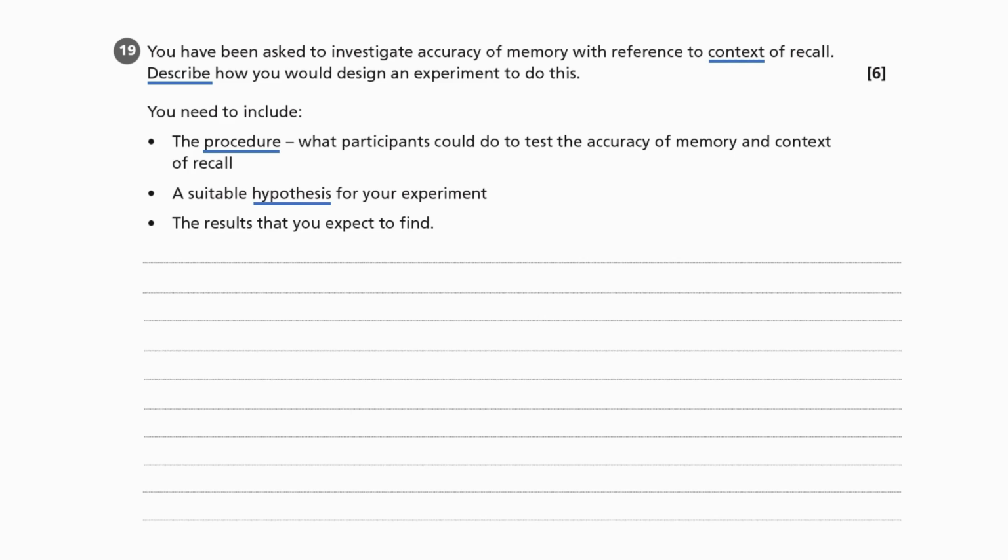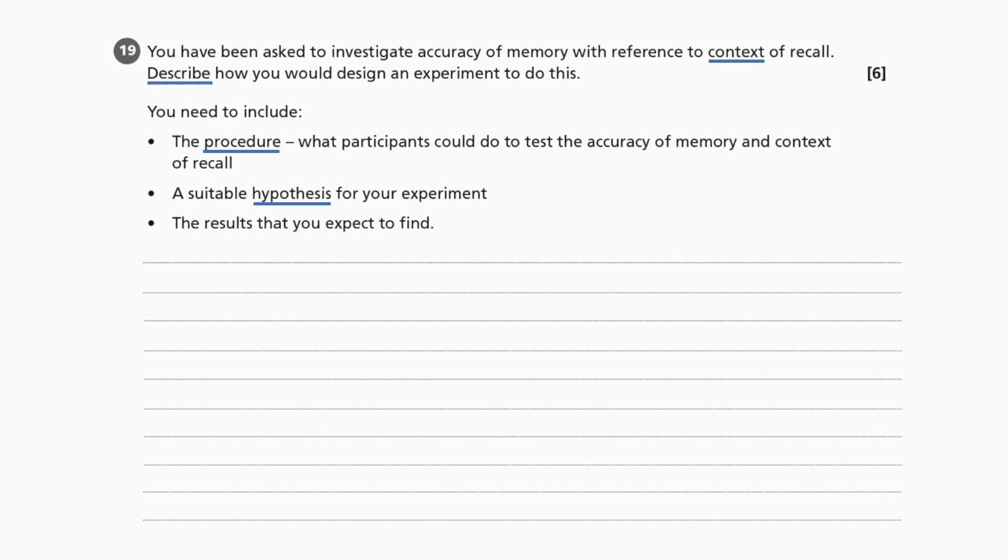The second thing it asks is for a suitable hypothesis for your experiment. Now remember, you need to make sure that you are referring to a comparative statement in your hypothesis, and because it doesn't specifically ask you for a null or an alternative hypothesis, you could do either. But you need to make sure that you've got both levels of the independent variable in there, and that you've got the dependent variable in there as well.